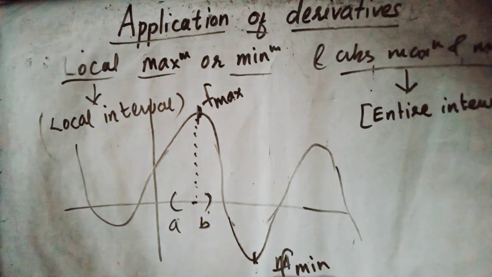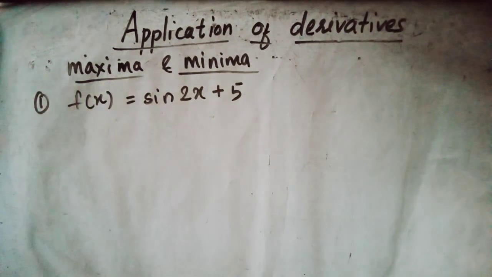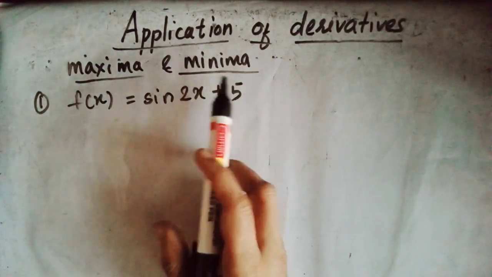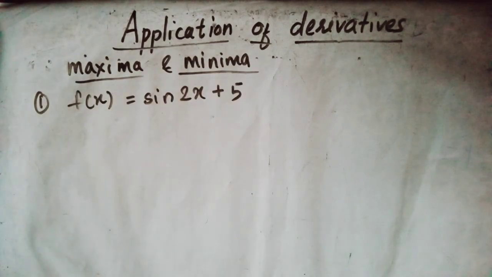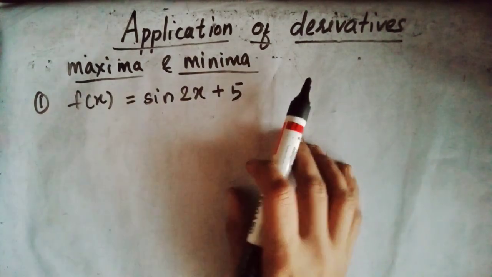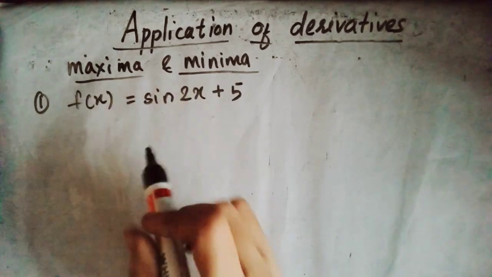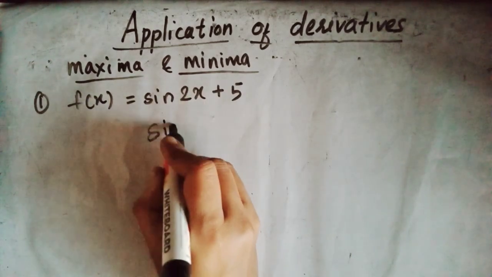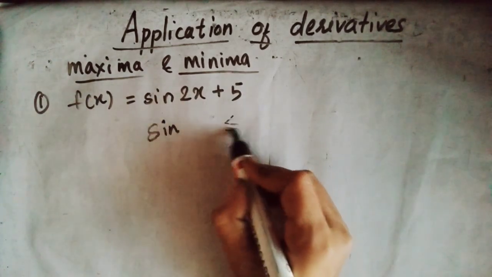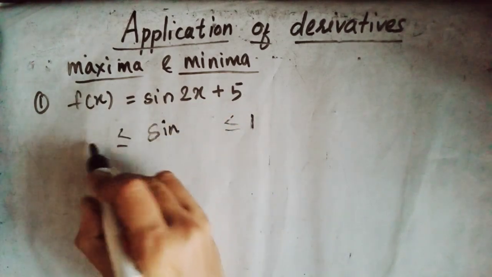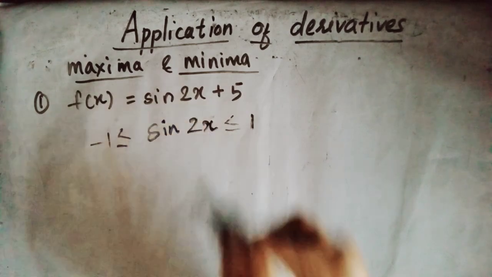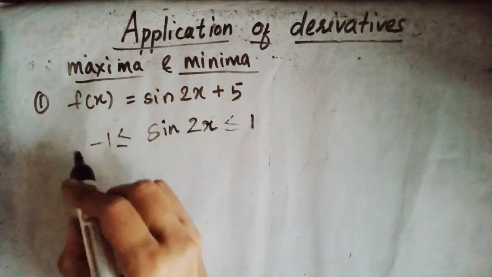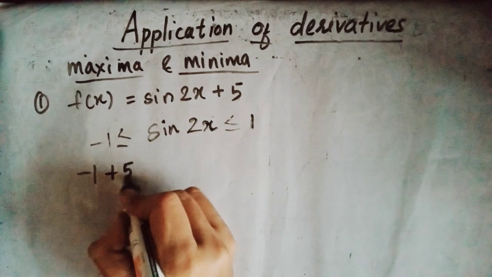So let's now start with examples. Here you have to find the maxima and minima. This function is given. We'll find it by using the interval method. So sin x, we know that sine of any function varies from 1 to -1. So I'm going to add 5 to this. 1 plus 5.